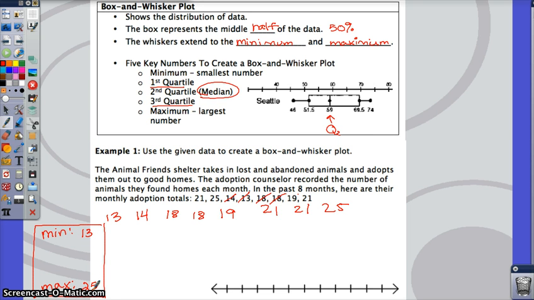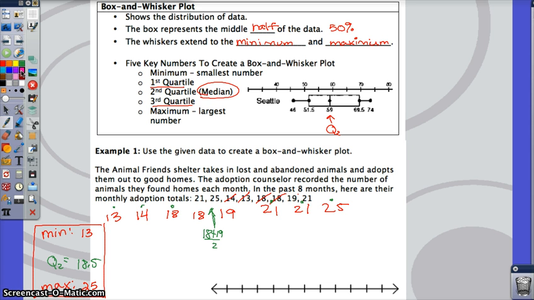To find Q2, to find your median, remember we count in from both sides. In this case, our median is going to be right here in between, right? 18 and 19, we have to find the average of those two. So the median is 18 plus 19 divided by 2. That's going to be my Q2. Or you can just know that that's going to be 18 and a half, right? The middle of 18 and 19 is the Q2.